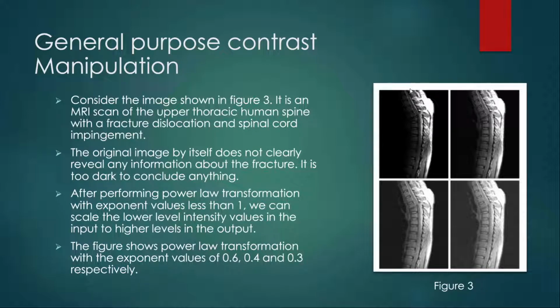Let us consider this MRI scan of the upper thoracic human spine with a fracture dislocation. Now, as we can see that some of the areas are dark and we cannot extract information or understand anything about the image. But this can be eradicated by performing power law transformation. Like we can use the transformation with exponent values less than 1, so that the lower level intensity values in the input are mapped to the higher level intensity values on the output. So the darker areas are being made bright. The figure shows the power law transformation with the gamma value of 0.6, 0.4 and 0.3.